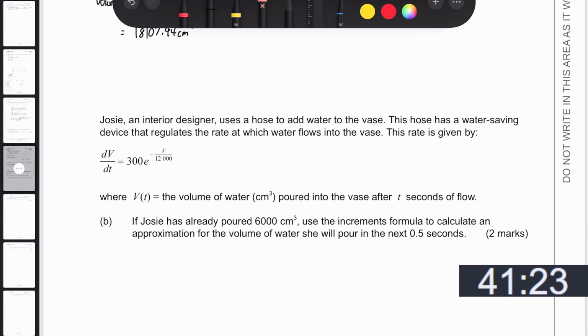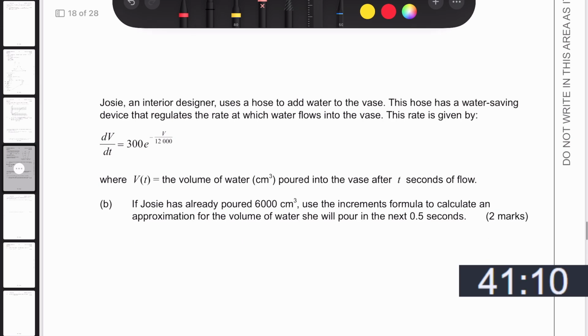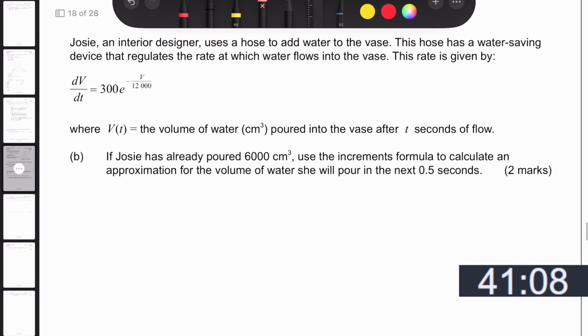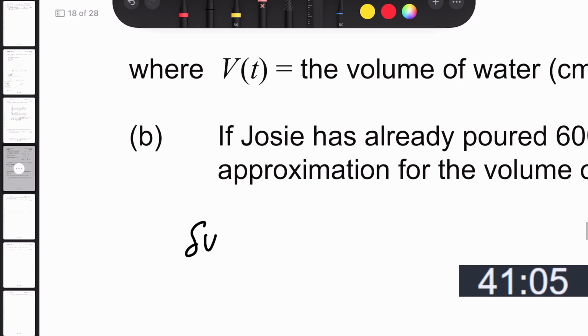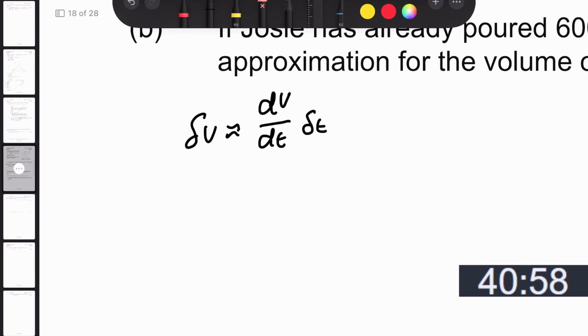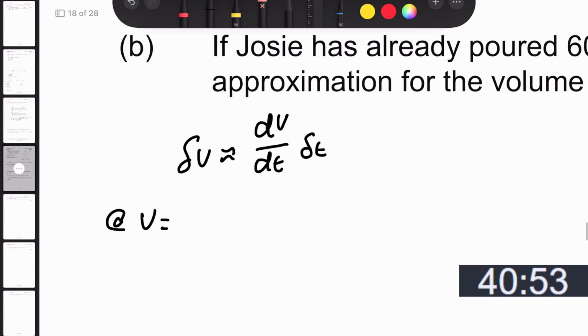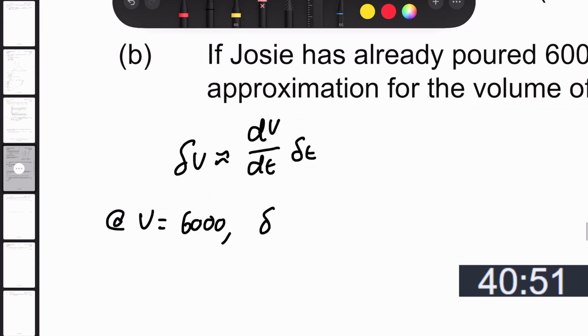The hose has a water-saving device that regulates the rate at which water flows into the vase. It's the rate scheme right there. V of t is equal to, at 4 seconds, so we put 6,000. Use the increments formula to calculate an approximation for the volume of water she will pour in the next 0.5 seconds. So delta V is going to be approximately dV/dt times delta t, at V equals 6,000 and delta t equals 0.5.